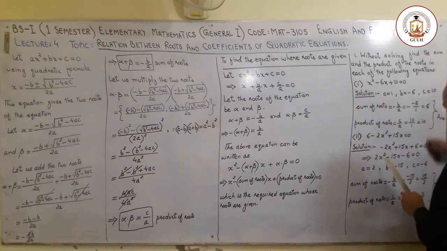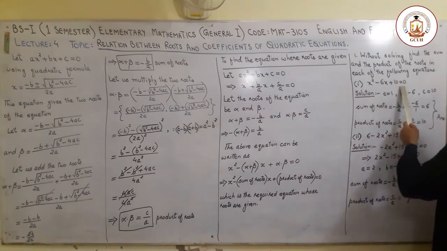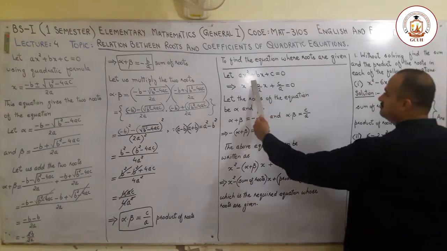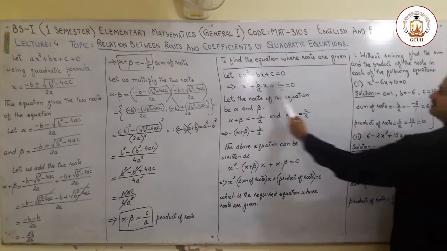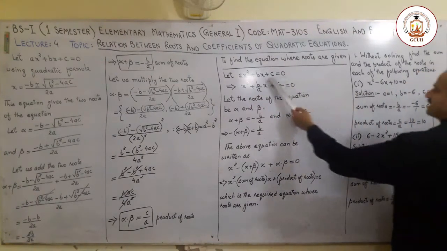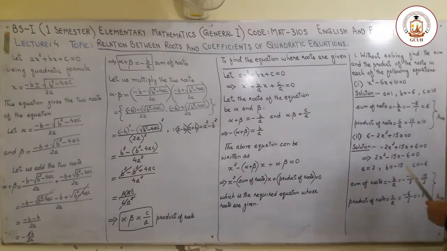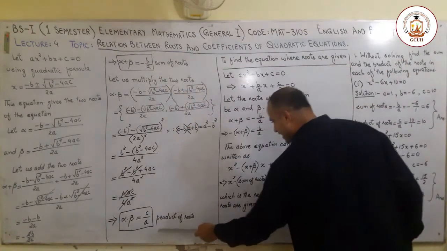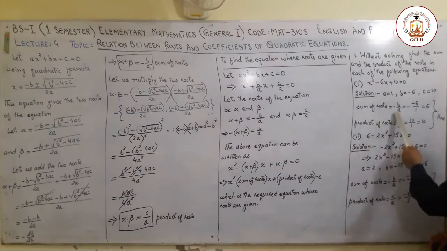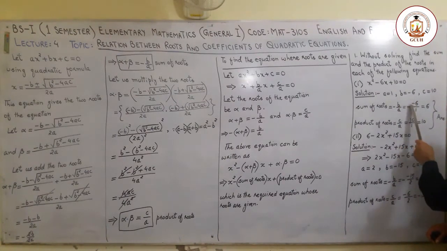The first equation is written here. This equation is already in general form. Here the value of a is 1, the value of b is minus 6, and the value of c is 10. So we know the formulas of sum and product of the roots which we have derived. So the sum of roots is equal to minus b upon a. Substituting the values of b and a here, that is minus minus 6 upon 1, minus minus plus, 6 upon 1 is 6. So one answer is for the sum of the roots, which is 6.